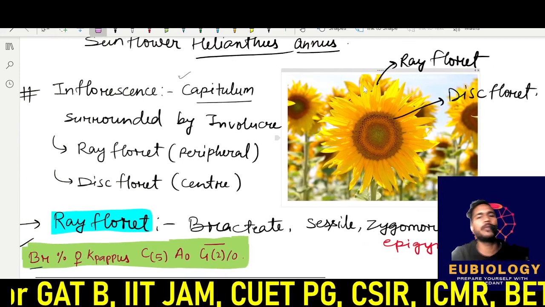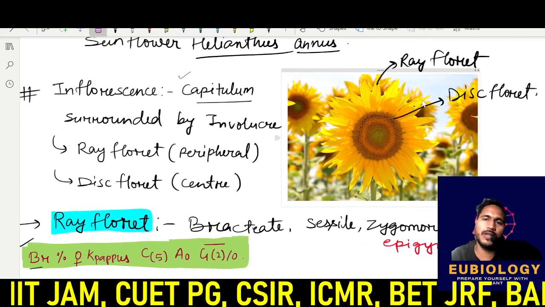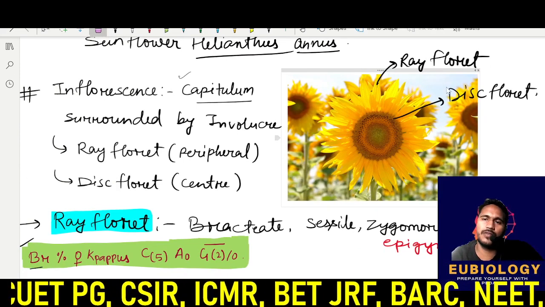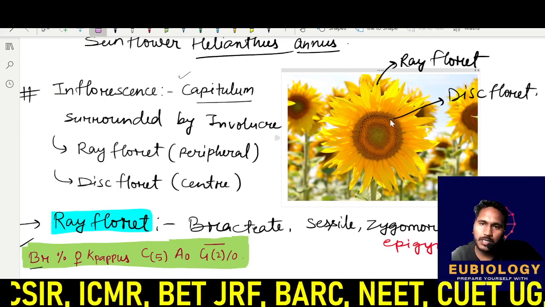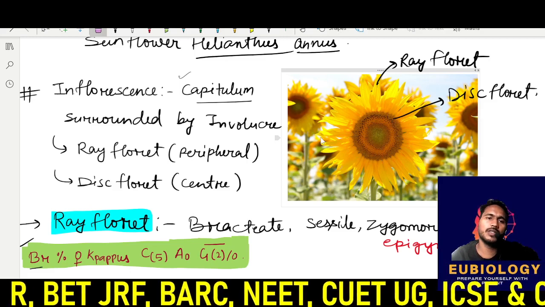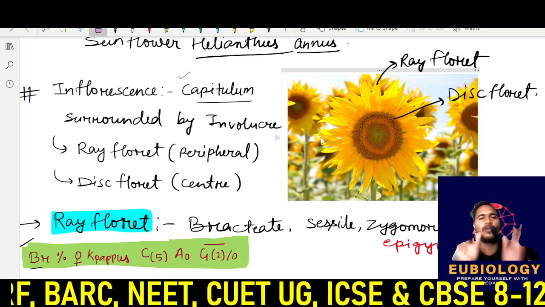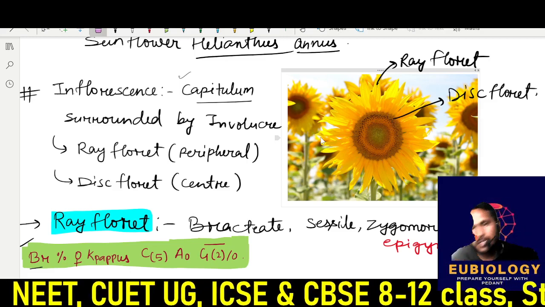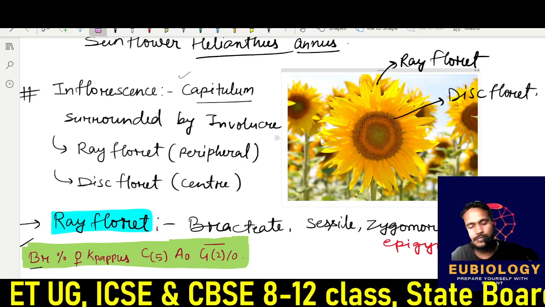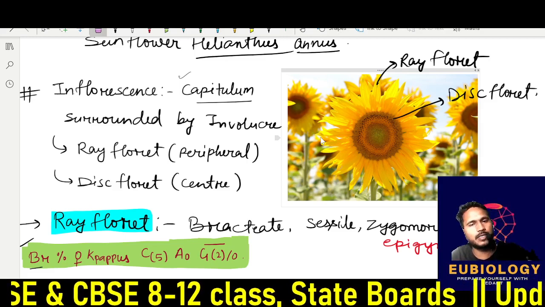Again, I will repeat: the flowers in the periphery, like the yellow petals, are called ray florets, and the flowers in the middle, the disc, are called disc florets. Both have different floral formulas. Remember it, don't forget it. Both have different floral formulas, isn't it?